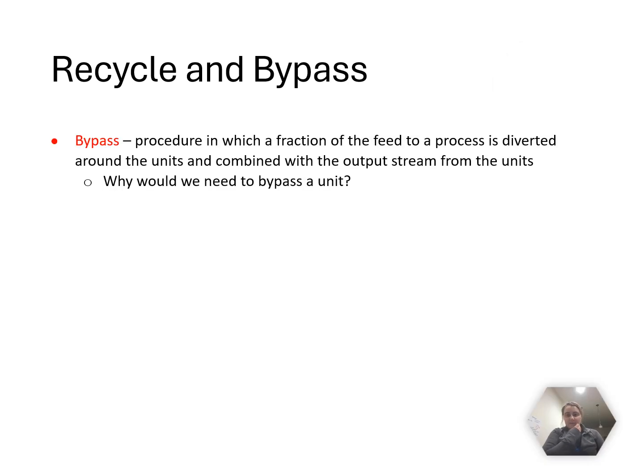The other component that we see quite often as environmental engineers is bypass. And this is the procedure by which a fraction of the feed to a process is diverted around the unit and combined with an output stream from the units. So why would we need to bypass a unit?